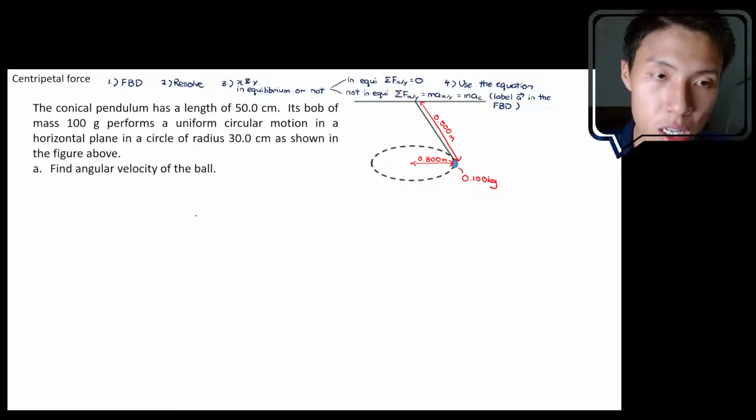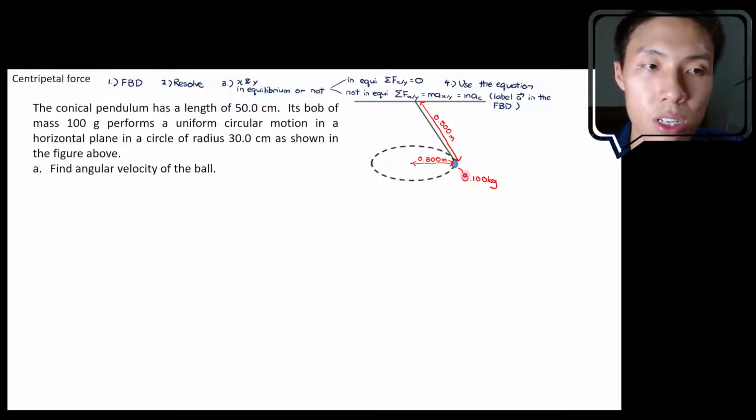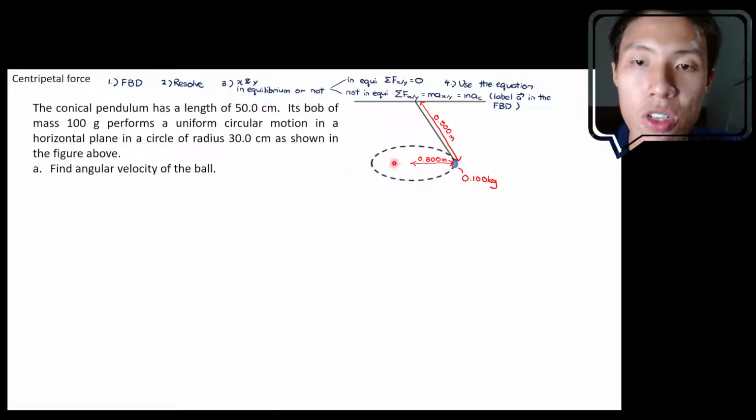Okay, so we're going to follow the same steps. We're going to sketch a free body diagram. We know that the object will be moving in uniform circular motion in this horizontal plane, around and around and around. So where should we sketch a free body diagram? For which point in the path we sketch it is actually up to us to decide.